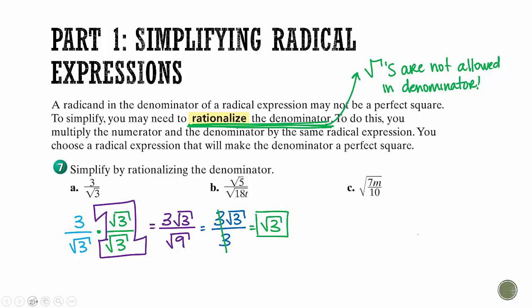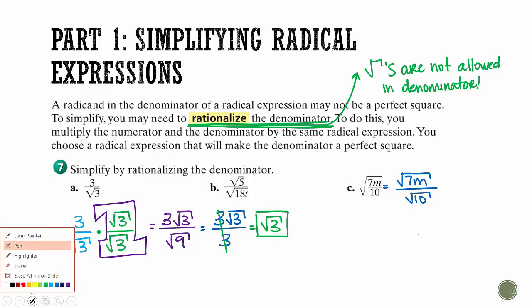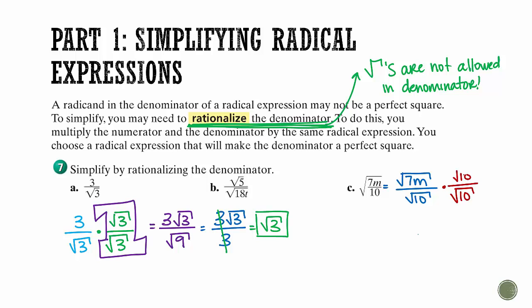So if we try one like C together, you see if you can simplify what's on the inside here, and we can't, so then split it up. Square root of 7m divided by the square root of 10. And then these can't simplify, but we cannot leave a square root in the denominator. So what we have to do is multiply top and bottom by the square root. Because remember, all we're doing is really multiplying by 1. And you don't change the number if you multiply it by 1. You just change the way that it looks.